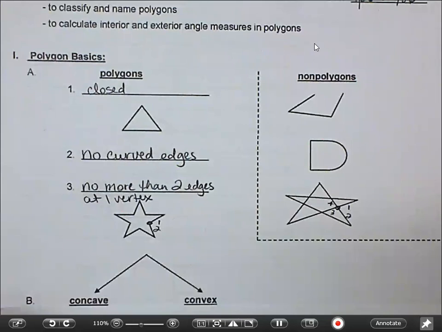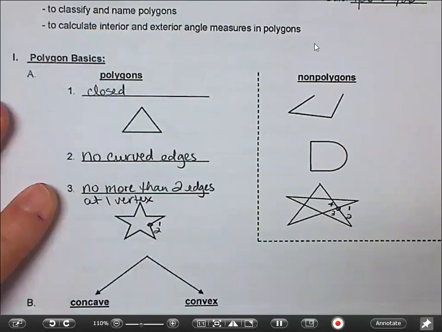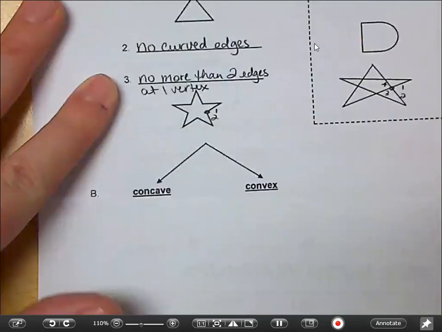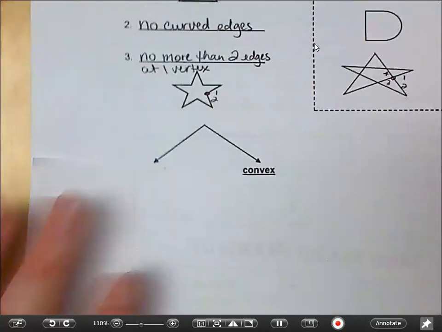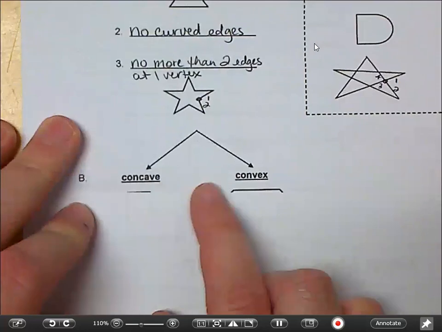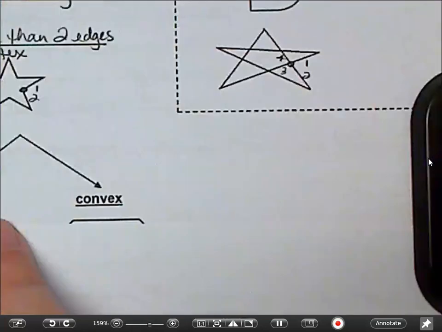Okay, so let's say you've decided a shape is a polygon. Well, if it is a polygon, they're going to ask you to go a little bit deeper down the rabbit hole to classify it further. If it was not a polygon, you would just say, no, it's not a polygon, and then you'd move on. But if it is a polygon, then we've got some further branches that we can classify it with. These two terms, concave and convex, the more you see them and the more you use them, the more comfortable you're going to be with what they mean. Practice makes perfect, just like anything.